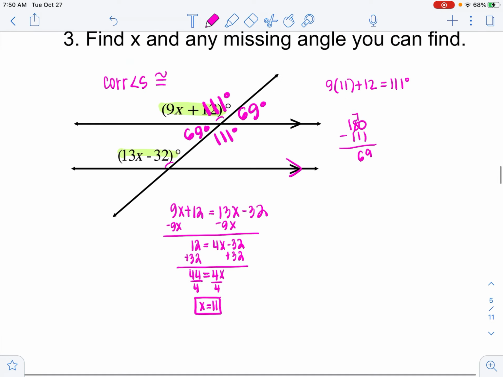All right, now I need to find the other set of 4. So once again, people will say like, wait, you said they're congruent. Isn't this 111?